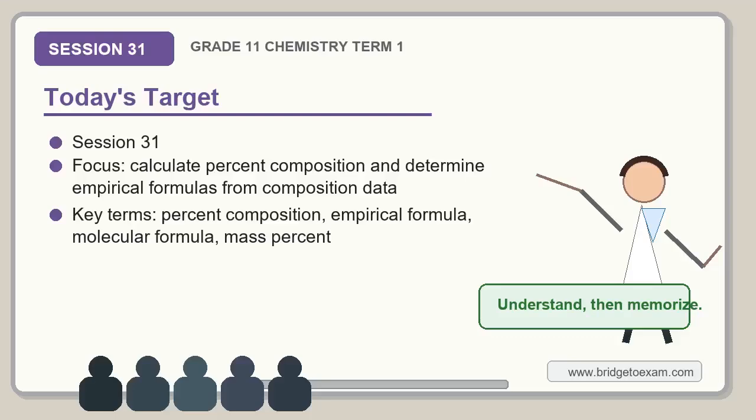Welcome, class. Today our session title is Week 8, Session 31, Percent Composition and Empirical Formulas. We will move slowly and make the chemistry understandable. Your goal is to calculate percent composition and determine empirical formulas from composition data. Listen for these key terms: percent composition, empirical formula, molecular formula, mass percent, mole ratio.